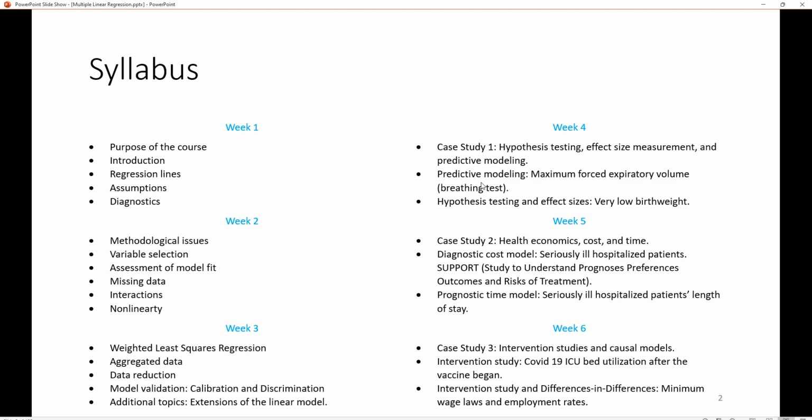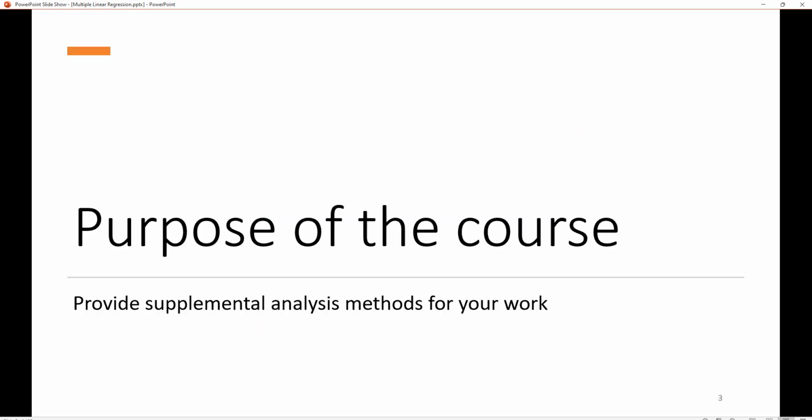We'll do 2 models. The first would fall under predictive modeling. The topic is maximum forced expiratory volume. It's a breathing test. And in the second half, we'll look at hypothesis testing and effect size. We'll do that in an explanatory model of very low birth weight. Let's begin.